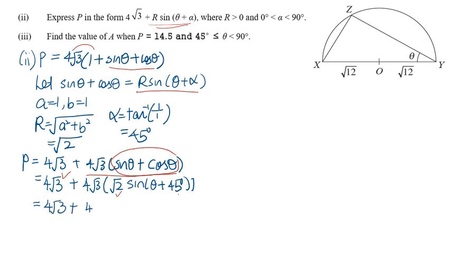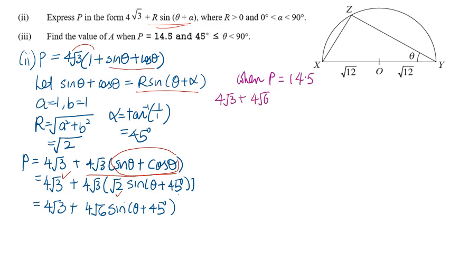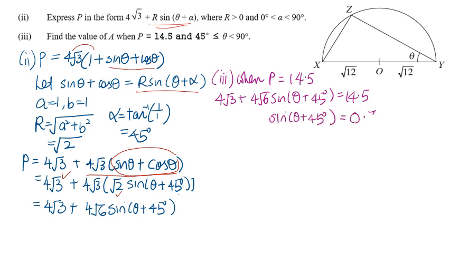Okay. Then for part 3, and then you just take 4 square root 3 times square root 2 will give you 4 square root 6. So for part 3, you just solve it only when P is 14.5. Okay, so basically it's just solving trigo equations, which you should be proficient in doing it now. If not, then please revise. Right. Okay, so find alpha. Alpha is sine inverse 0.7728, which is 50.61 degree.